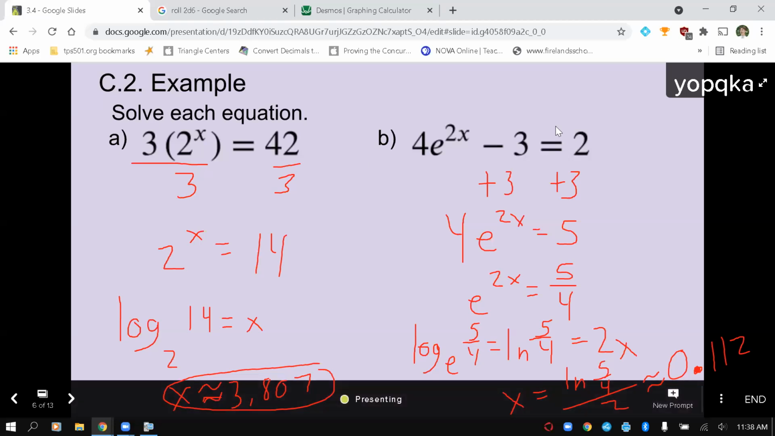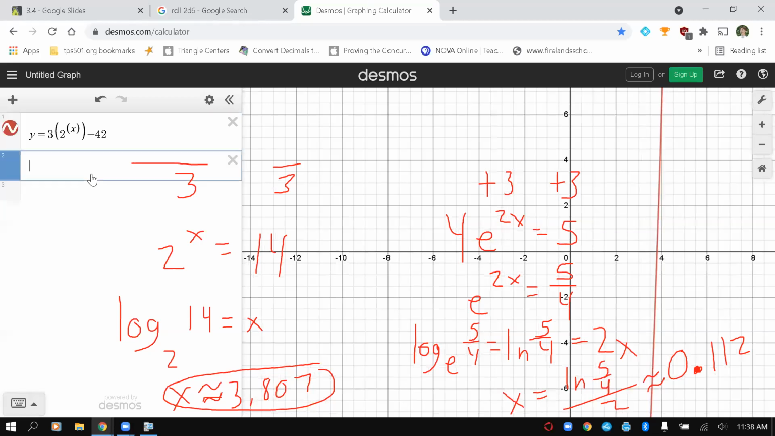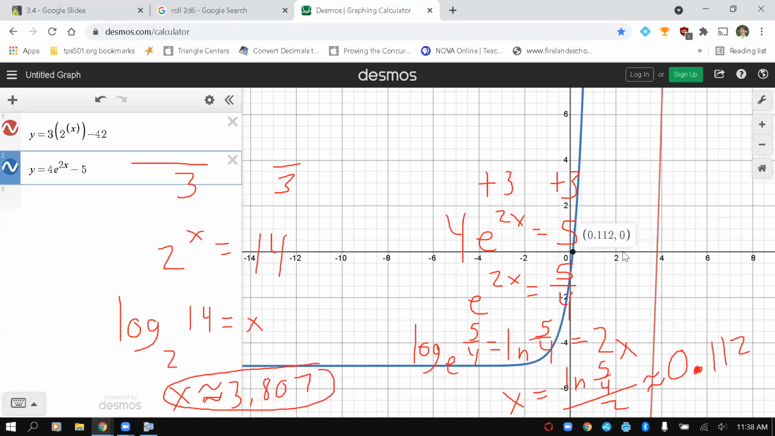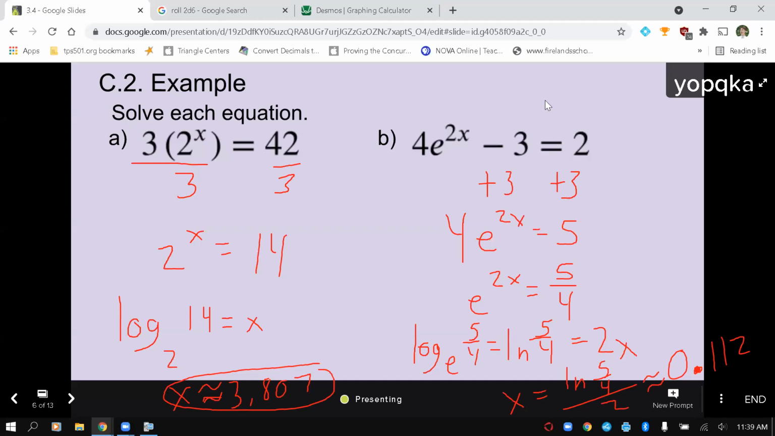Or the other one was what? y equals 4e to the 2x. And then if I move this to the other side, it'd be minus 5. Minus 5. 0.112. Yay. Isn't that cool? All right.